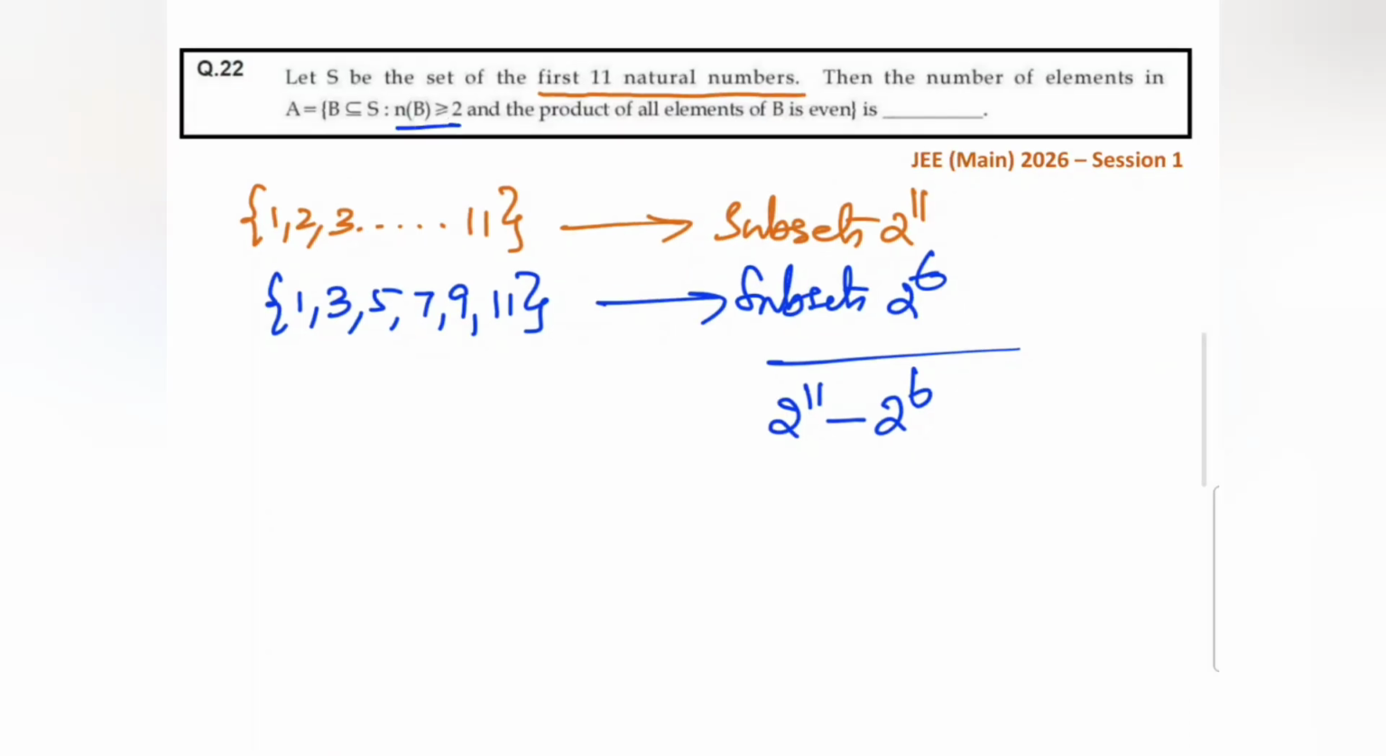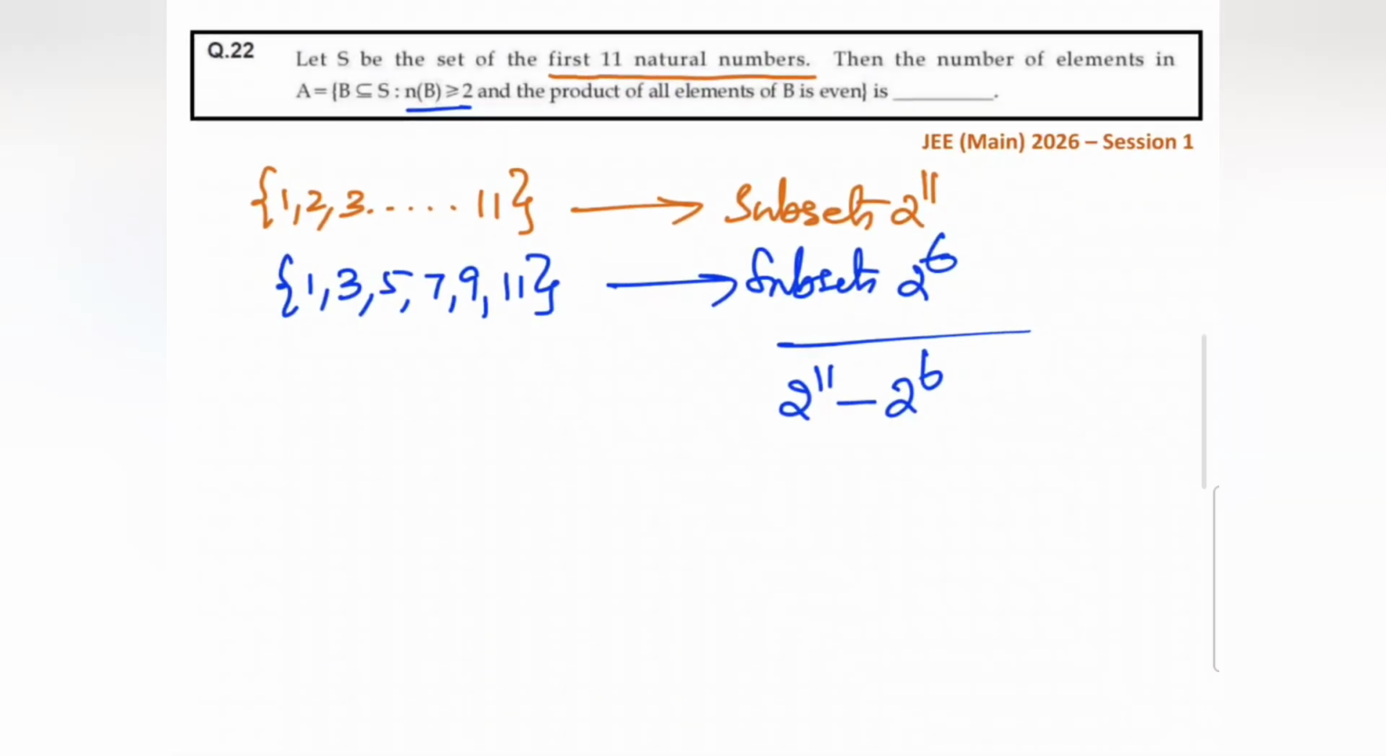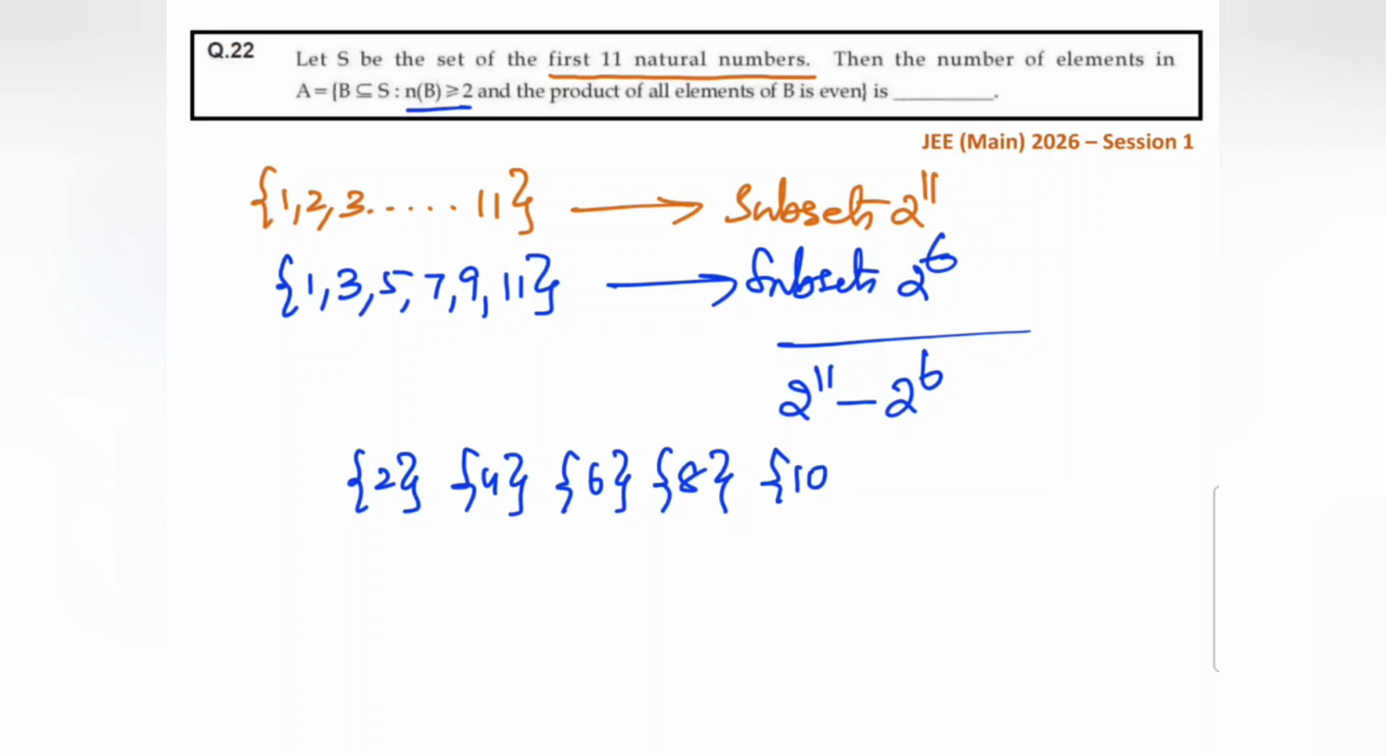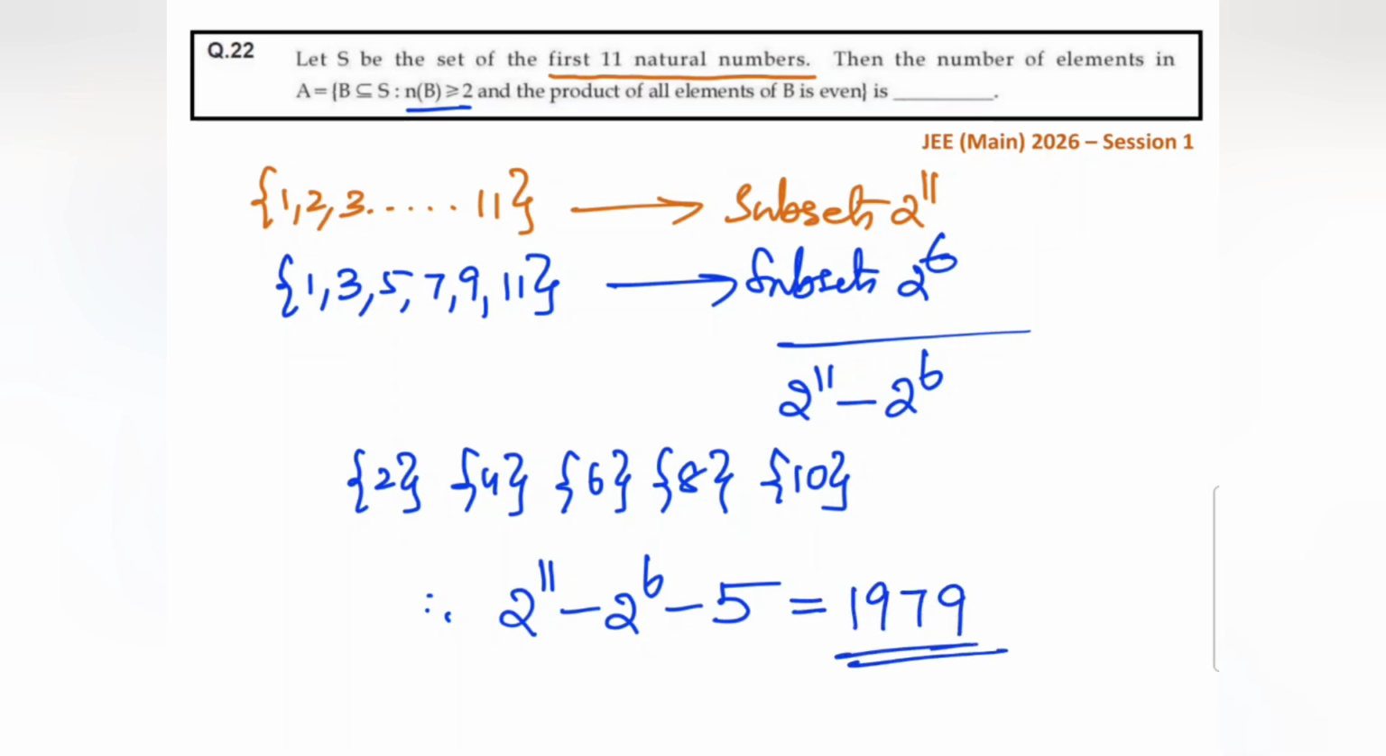But at the same time it is given that n of B is greater than or equal to 2. So which means the singleton sets are not allowed, but we have not subtracted the singleton sets which contain even numbers. So basically 2, 4, 6, 8 and 10. So these are all the 5 subsets which are included in this. So this also must be subtracted. That gives the final answer. Therefore the answer is 2 to the power of 11 minus 2 to the power of 6 minus 5. Therefore the answer is 1979.